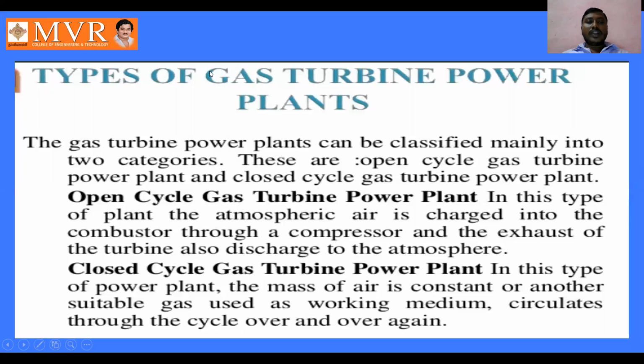And we have some types, or classification, of gas turbines. The gas turbine power plants can be classified into two types: open cycle gas turbine plants and closed cycle gas turbine plants. See, coming to the open cycle gas turbine plant, here the atmospheric air is charged into the combustor through a compressor, and the exhaust of the turbine is also discharged to the atmosphere.